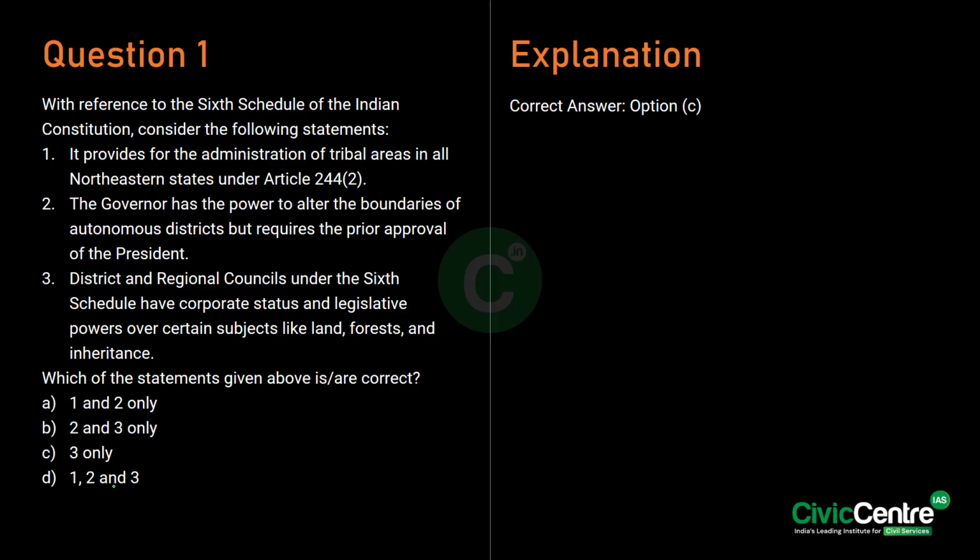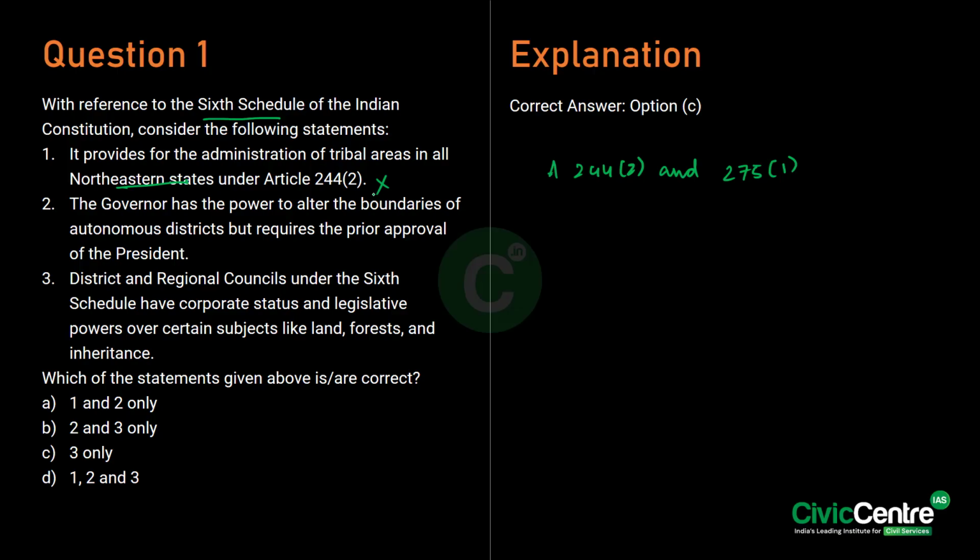So the first question here is a three-statement question which deals with the sixth schedule of the Indian Constitution. So what is the sixth schedule? The sixth schedule of the Indian Constitution provides for self-governance in tribal areas of the states of Assam, Meghalaya, Tripura and Mizoram under Article 244 Clause 2 and 275 Clause 1. So it doesn't deal with all the northeastern states. That makes the first statement wrong.